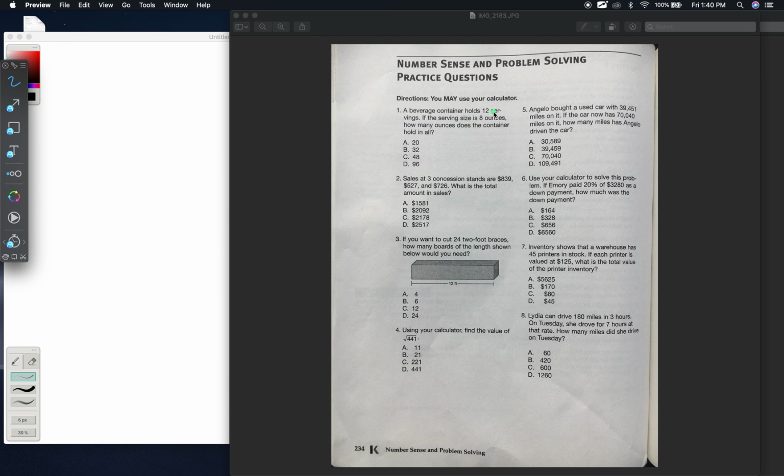So what we need to do there is multiply. Right here, directions, you may use your calculator. There will be certain areas in the GED test that you can use your calculator, and this is one of them. So we're just going to go ahead and proceed like they expect us to here. We go 8 times 12 equals 96. So we know that this is a multiplication problem. The answer is 96.